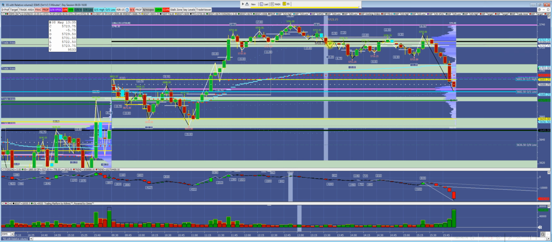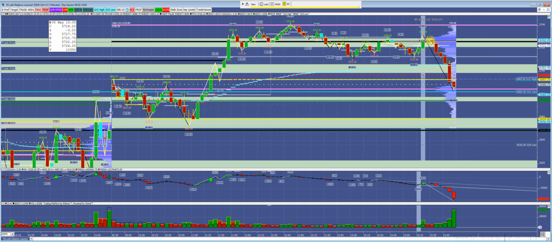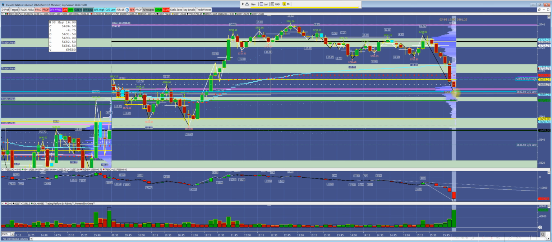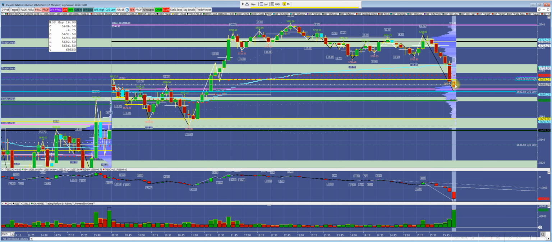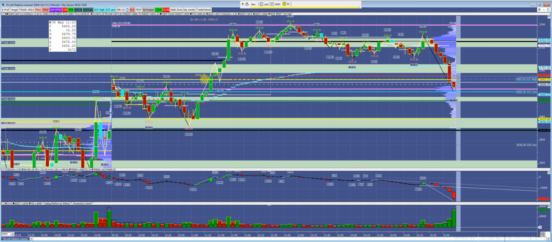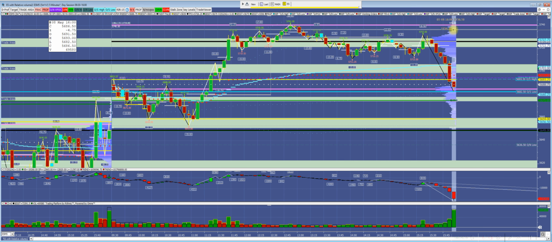Then we just sort of drifted sideways, and then into the close, you can see we sold off. And with all of this action and all of this beautiful news that Trump came out with, look where we closed. We closed at 56.8650, within 2 points of the open. So basically, the market didn't do much yesterday. It balanced out, even though we have an 88-point range.